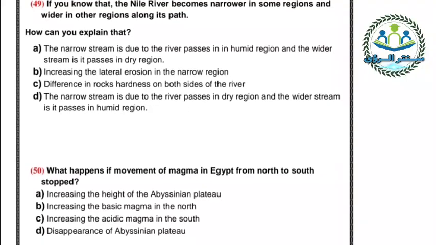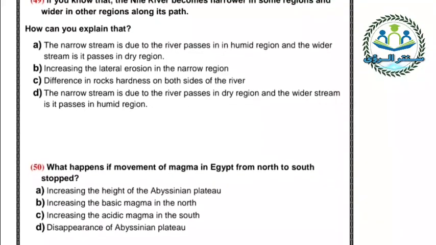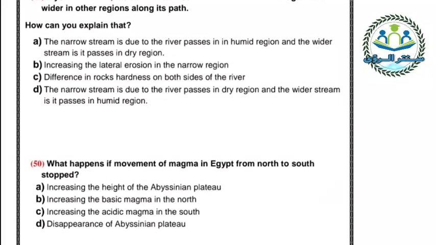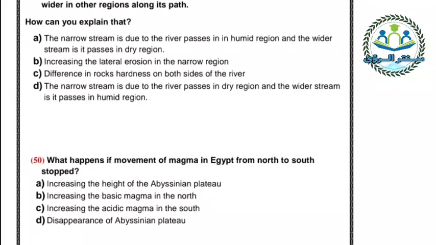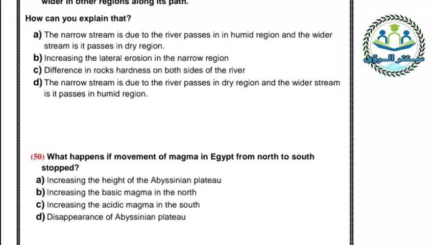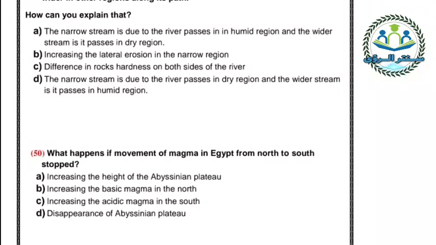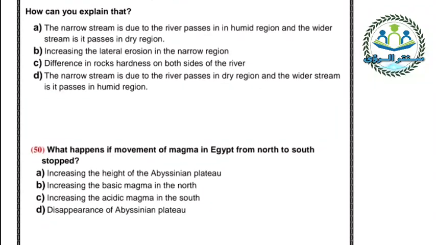50. What happens if movement of magma in Egypt from north to south stopped? A. Increasing the height of the Abyssinian Plateau. B. Increasing the basic magma in the North Sea. C. Increasing the acidic magma in the South. D. Disappearance of Abyssinian Plateau.